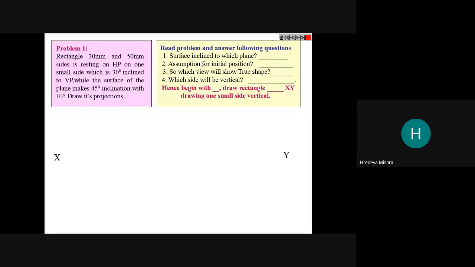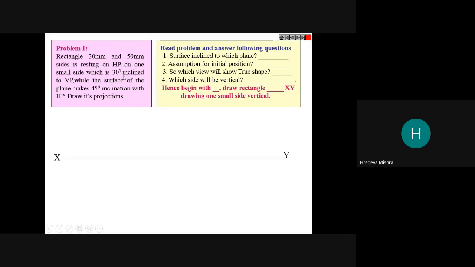In this problem, the surface is inclined from which plane? HP. Assumption for initial position: the rectangle is parallel to the HP. So which view will give you the true shape? The top view gives you the true shape. And which side will be vertical? The side that is inclined.